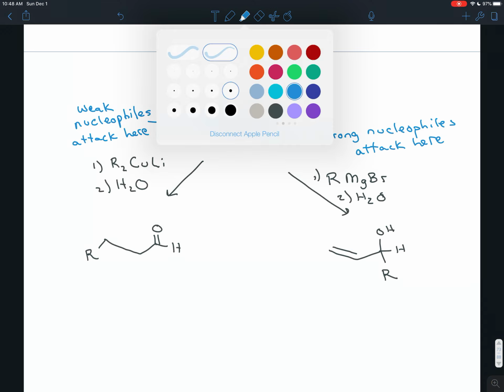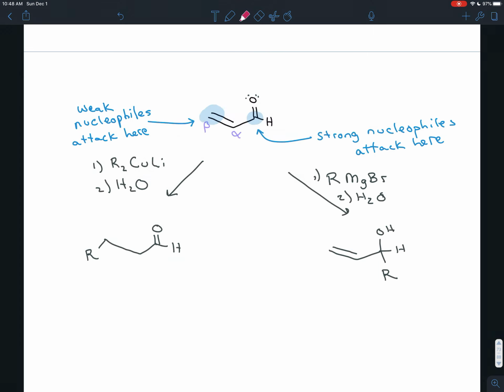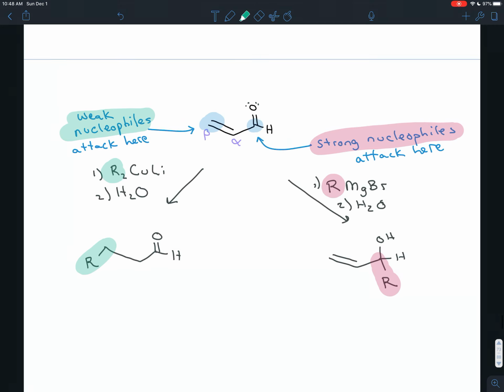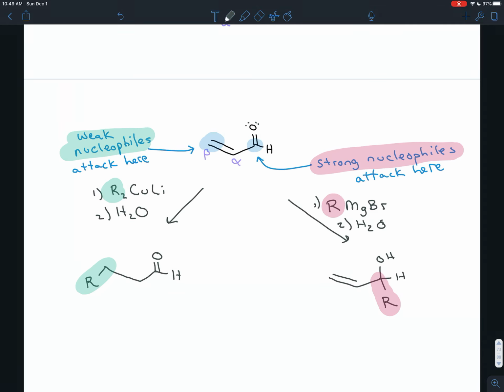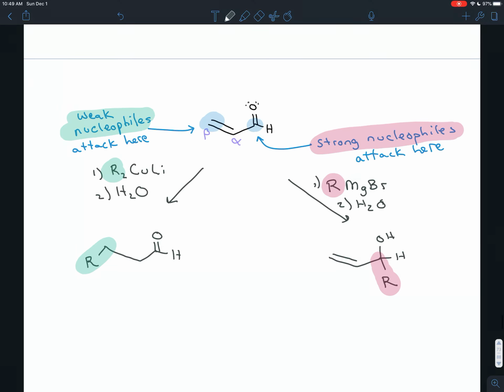So strong nucleophiles, like this Grignard, would attack here, and weak nucleophiles, like a Gilman reagent, would attack the beta carbon. So it's a competition between the alpha and the beta carbon. In these Michael additions, we're adding something onto the beta carbon. So if we're trying to add a carbon there, make a new carbon-to-carbon bond, if you want to add a carbon to the beta carbon, you use the Gilman reagent.